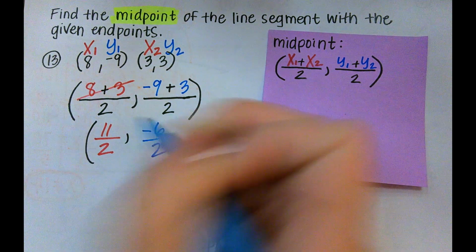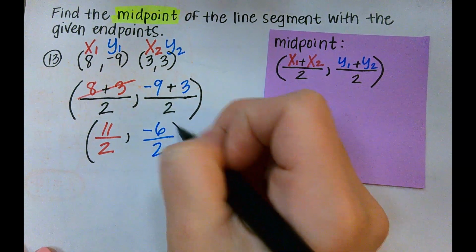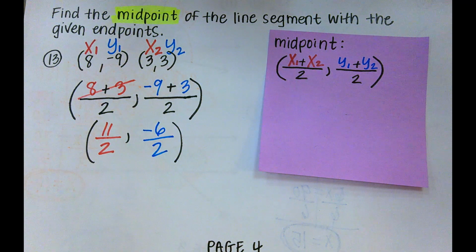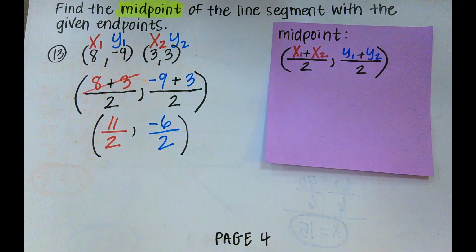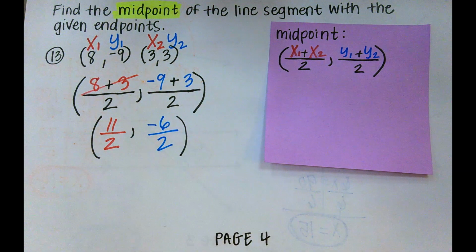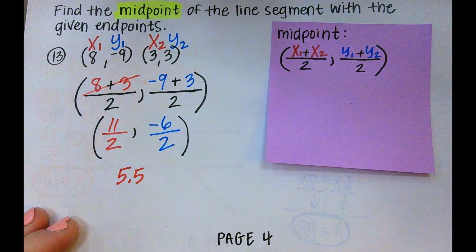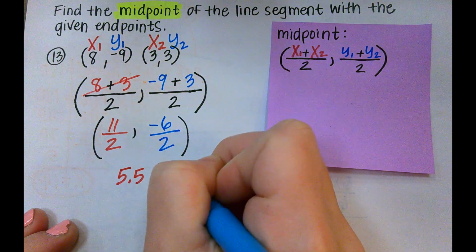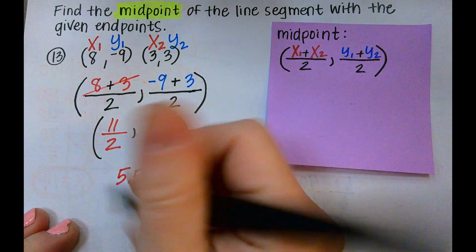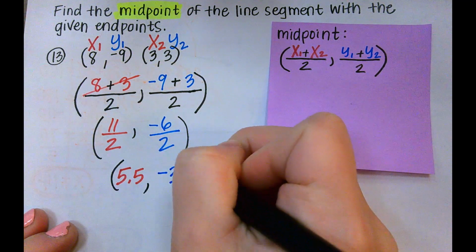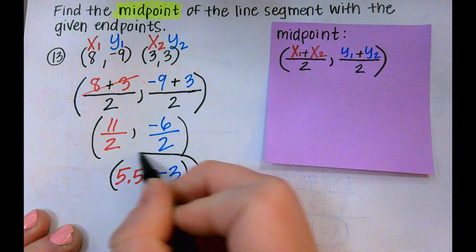So that's going to be 5.5 and negative 3. Good. -3. So 5.5, -3, in parentheses with a comma, and circle your answer.